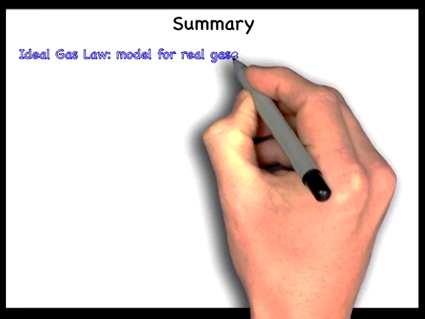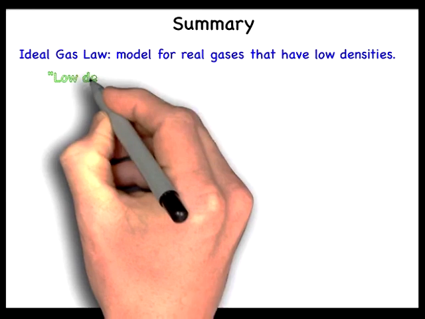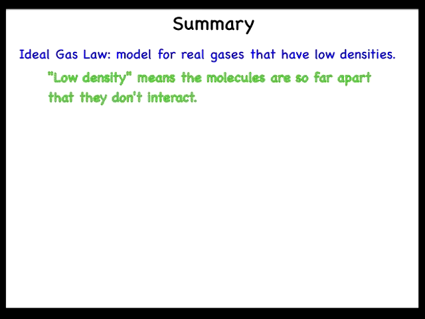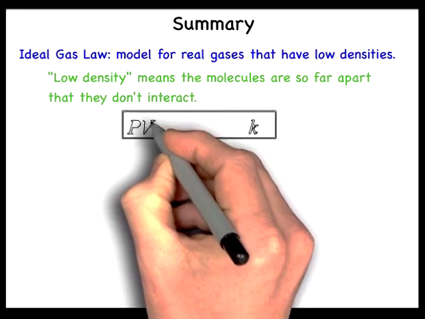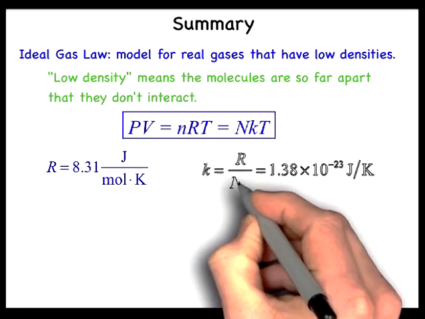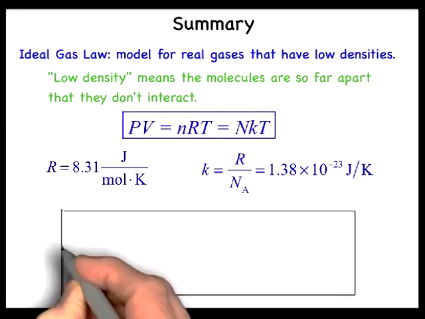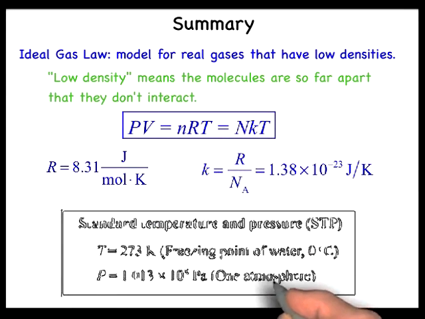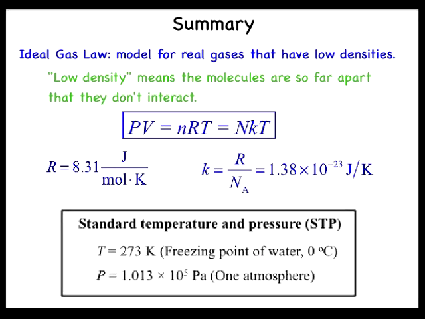In summary, the ideal gas law is a model for real gases that have low densities. Low densities in this case means that the molecules are so far apart that they don't interact. The ideal gas law is given by PV equals nRT equals NkT, where the lowercase n refers to the number of moles of the gas, and the uppercase N is the number of particles in the gas. R and k are constants. Finally, standard temperature and pressure are the freezing point of water and 1 atmosphere, respectively.